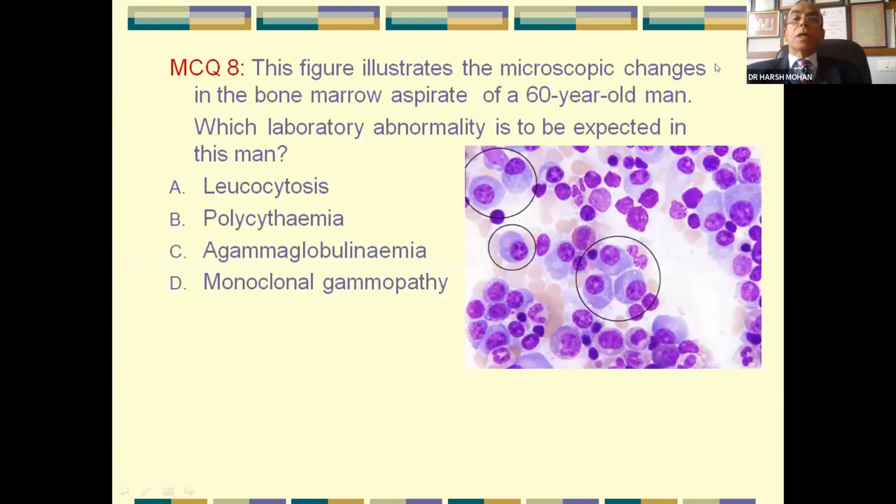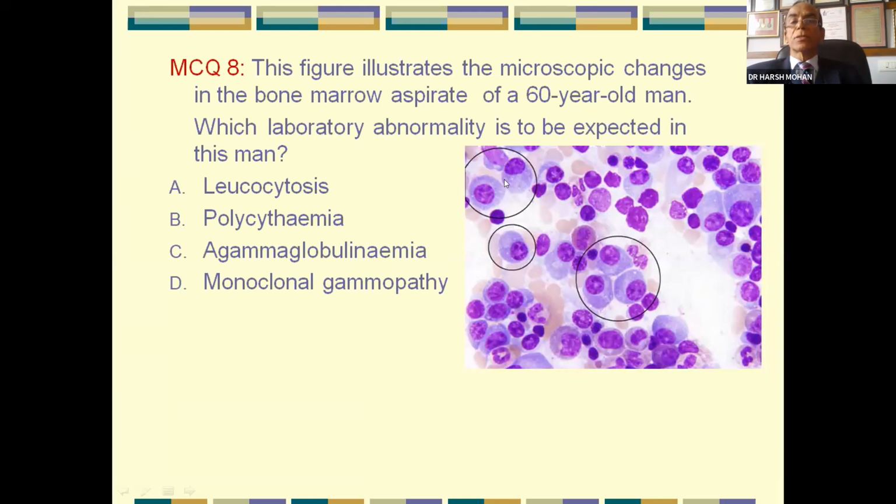Another question is image-based. Now, there are a couple of image-based questions which you can incorporate in your assessment. This figure illustrates the microscopic changes in the bone marrow aspirate of a 60-year-old man. Which lab abnormality is to be expected in this man? This is the image given in the question. And the options given are leukocytosis, polycythemia, agammaglobulinemia, and monoclonal gammopathy.